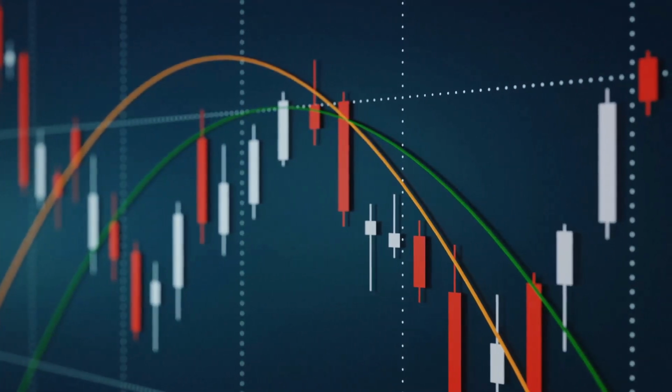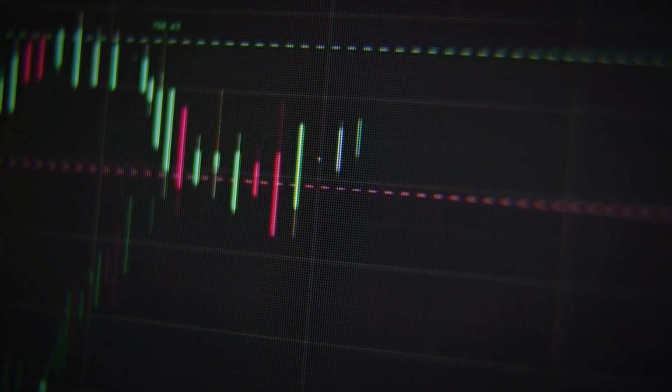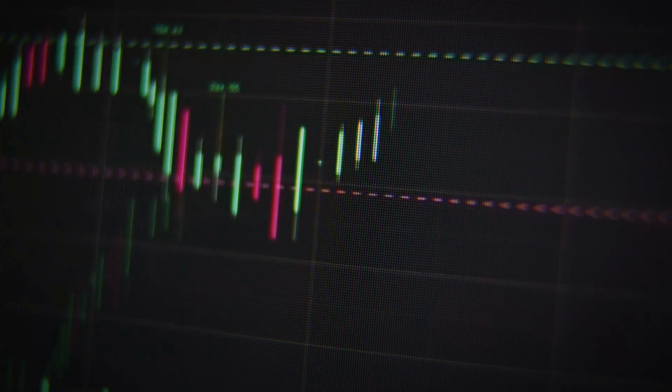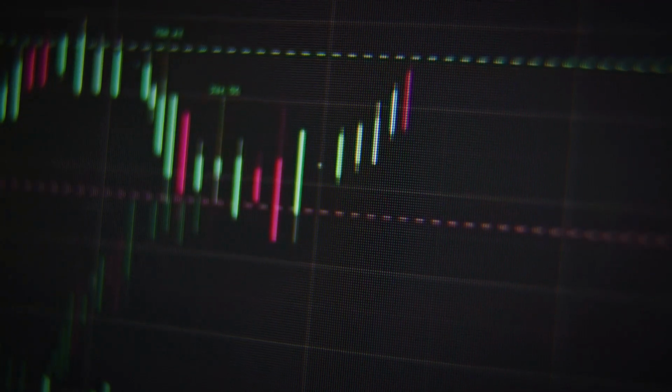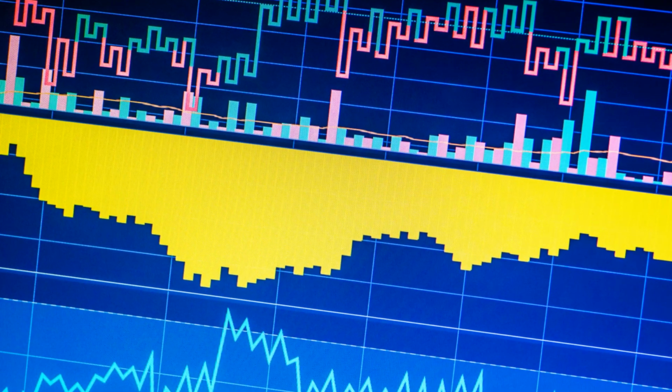This useful oscillator moves between 0 and 100, indicating overbought and oversold conditions. If RSI exceeds 70, the market might be overbought and a downturn could be on the horizon. If it dips below 30, the market might be oversold, and an upward correction could be imminent.